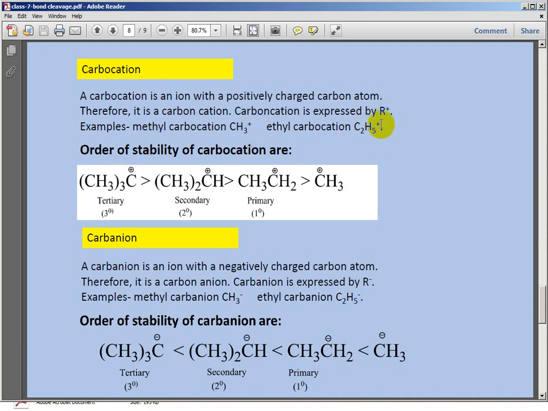This is ethyl carbocation. Here, the order of stability of carbocation is: tertiary carbocation is more stable than secondary carbocation, then primary carbocation, then methyl carbocation.